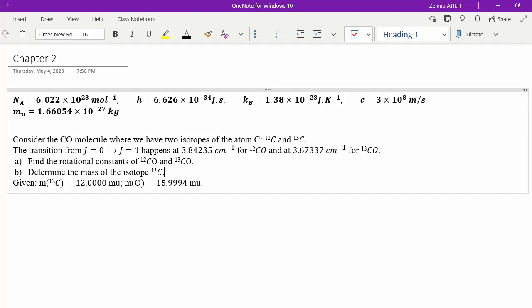Consider the CO molecule where we have two isotopes of the atom C, 12C and 13C. The transition from J equals 0 to J equals 1 happens at 3.84235 cm^-1 for C12O and at 3.67337 cm^-1 for C13O. The first part asks to find the rotational constants of C12O and C13O.